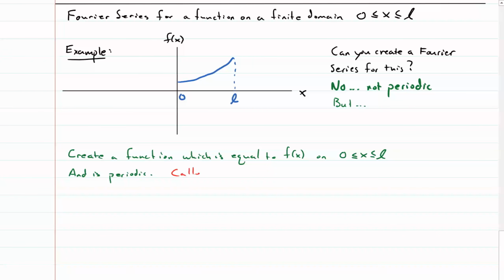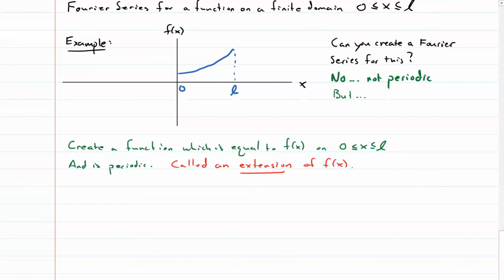This is called an extension of f of x. So once we create some other function which is periodic, we can then do the Fourier series for it. Now if you think about it, there's actually more than one way to extend this function, to make a function which matches this and is periodic outside of this range. So let me give you an example of that.